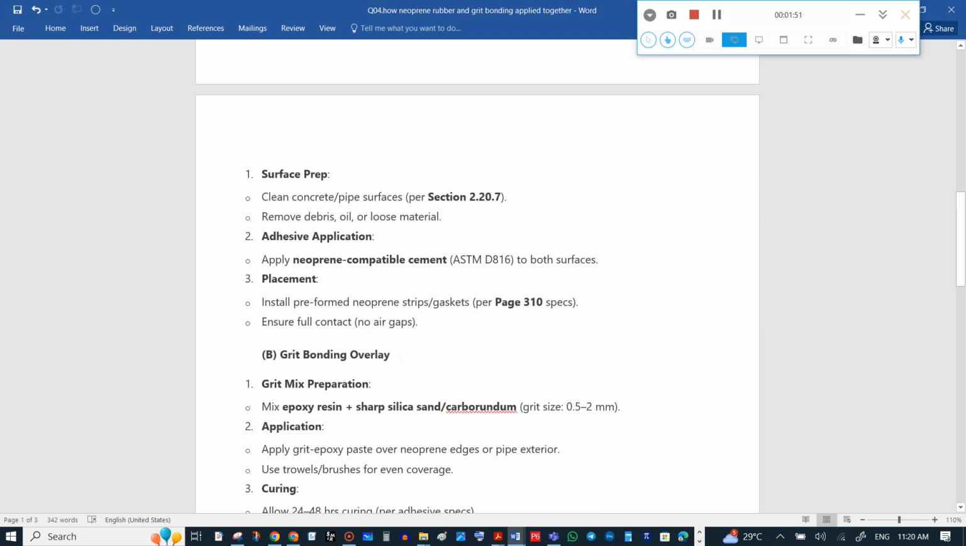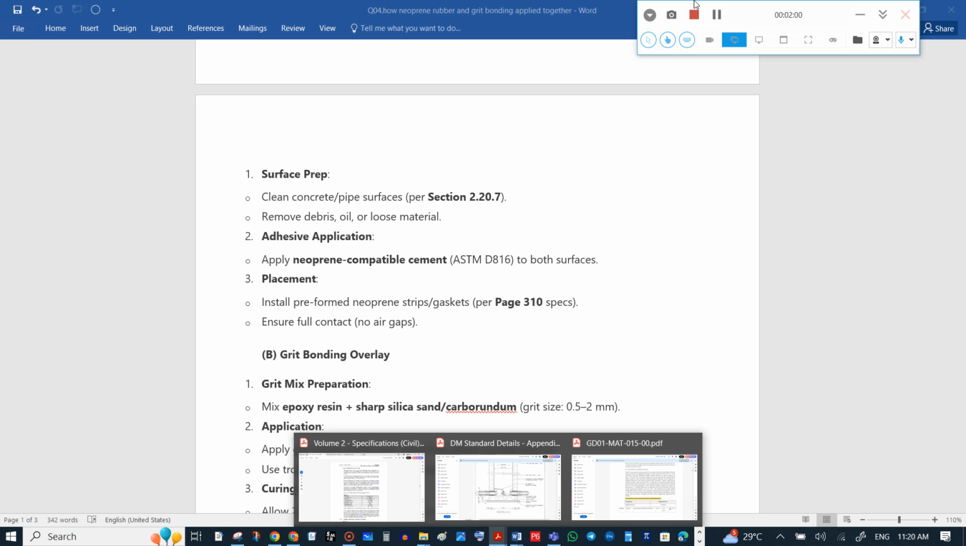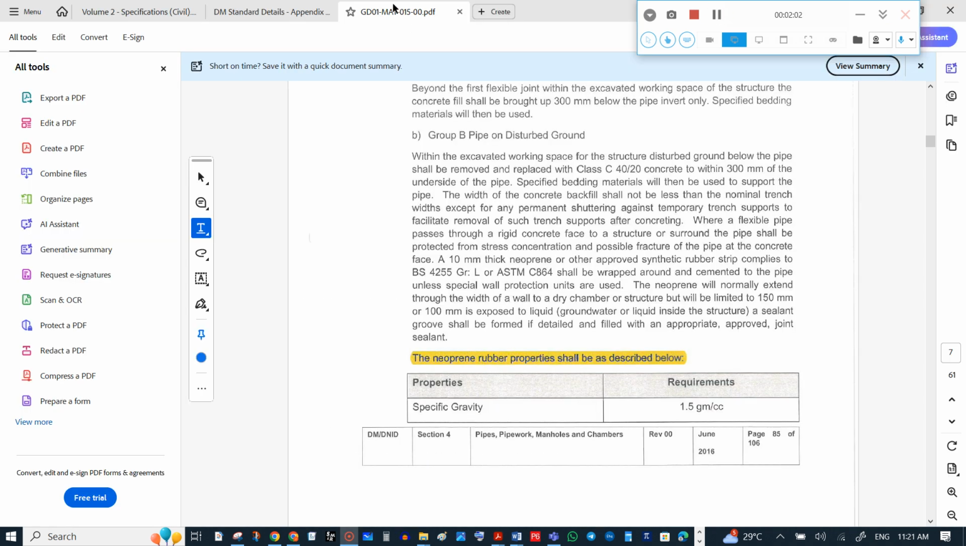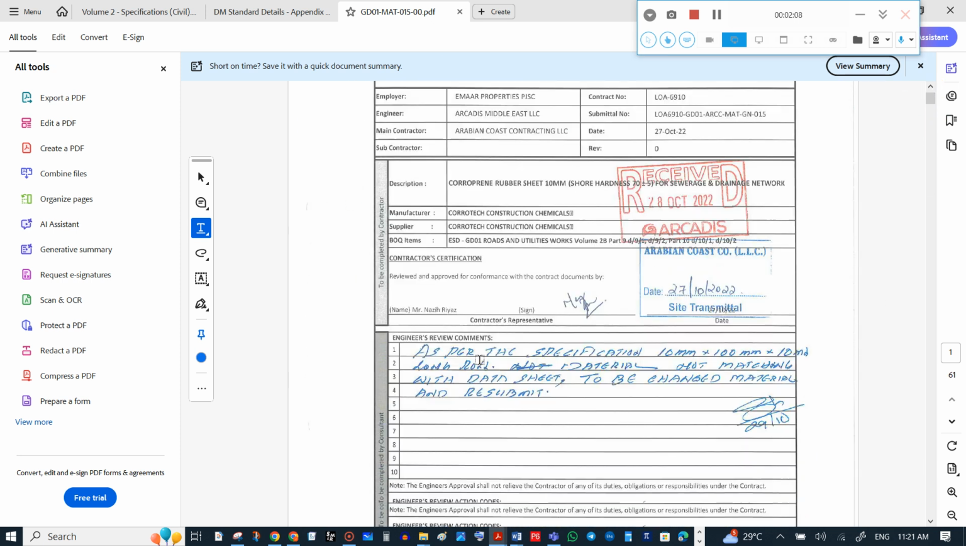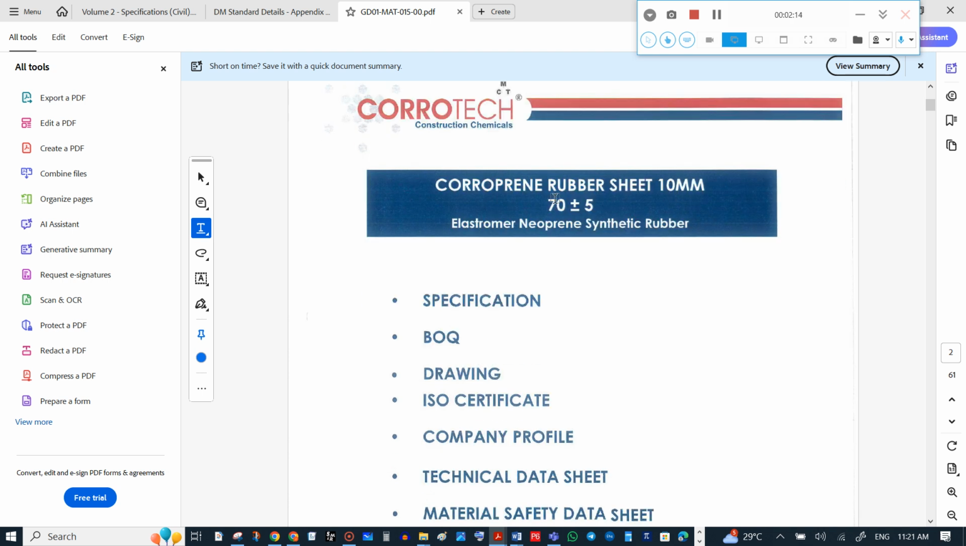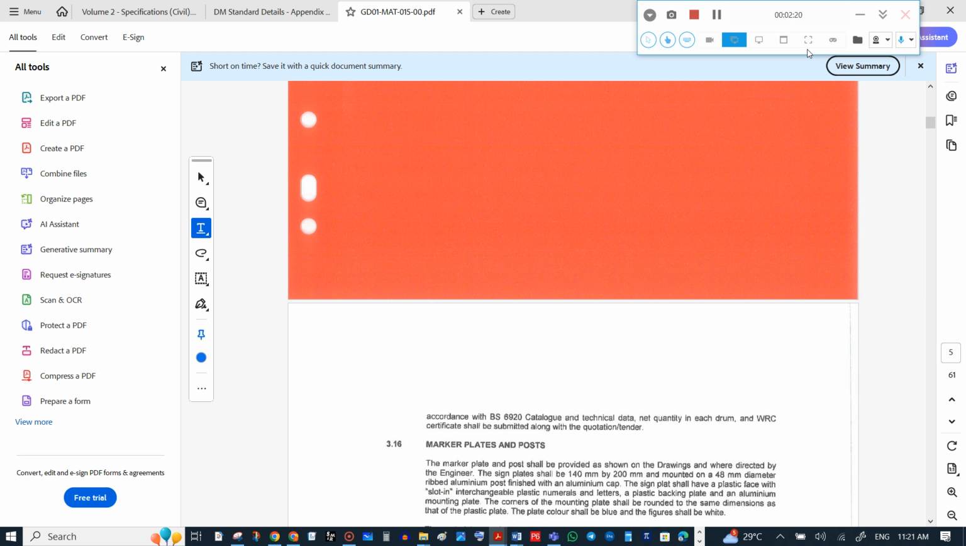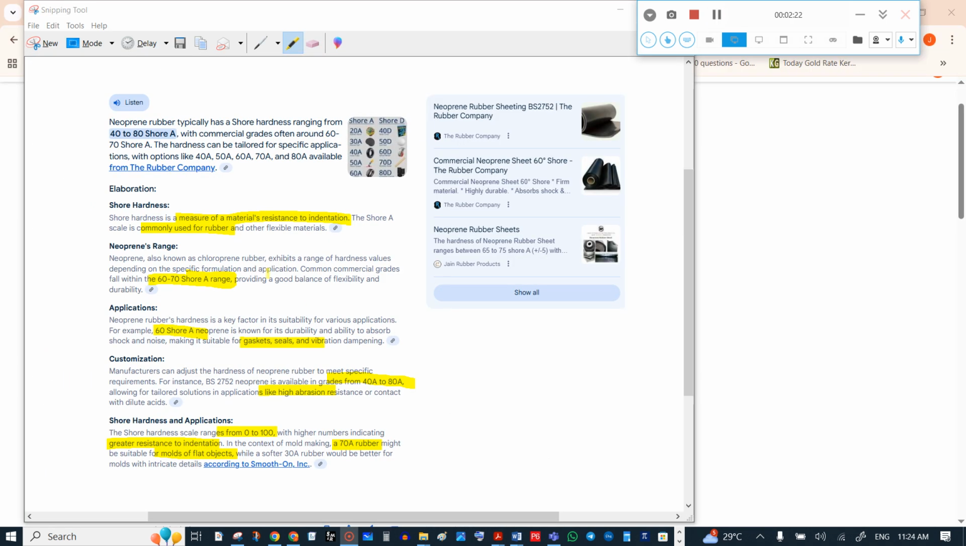So neoprene rubber, this one, but this MAT 015 gives neoprene rubber details. This is Corroprene rubber sheet. This is 70.5. This is the hardness, shore hardness value. So what is shore hardness value? So we will discuss what is shore hardness. It is in the Q04 photo.